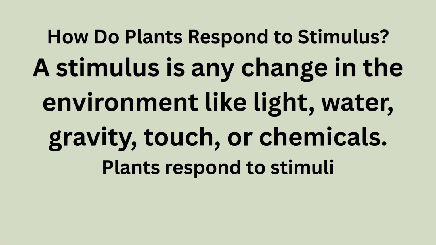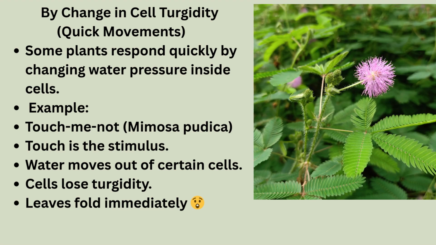How do plants respond to stimulus? A stimulus is any change in the environment like light, water, gravity, touch, or chemicals. And plants respond to the stimulus in many different ways. Change in cell turgidity is the first way to respond. Some plants respond quickly by changing water pressure inside the cells. Example, a touch me not plant.